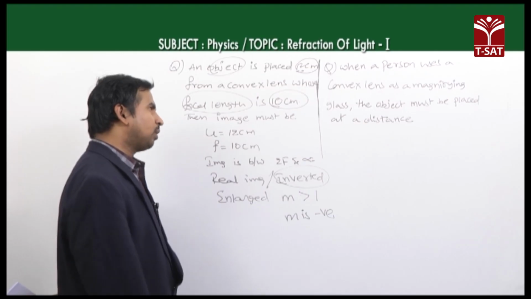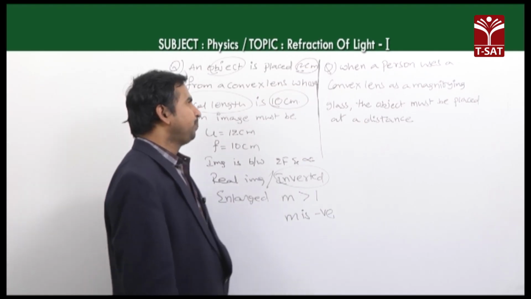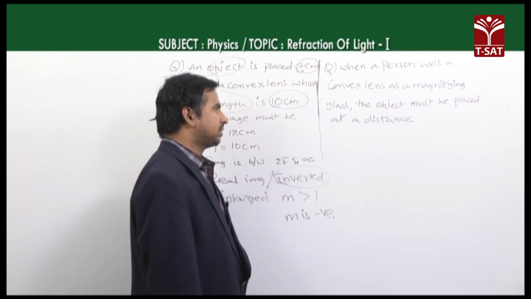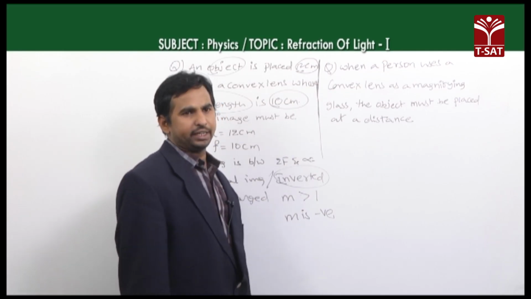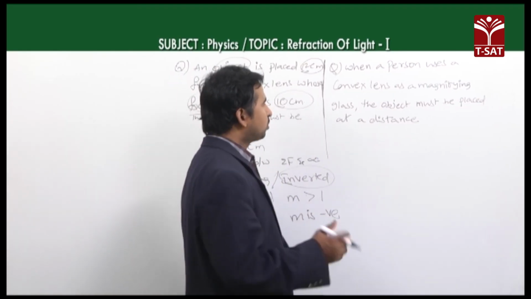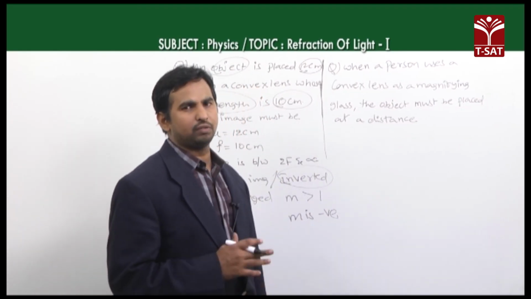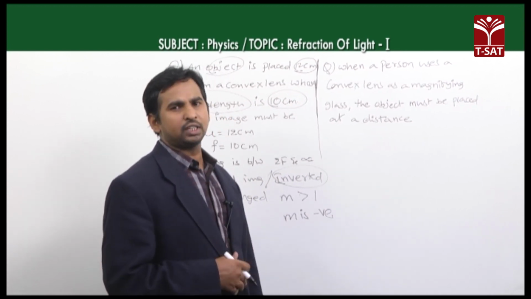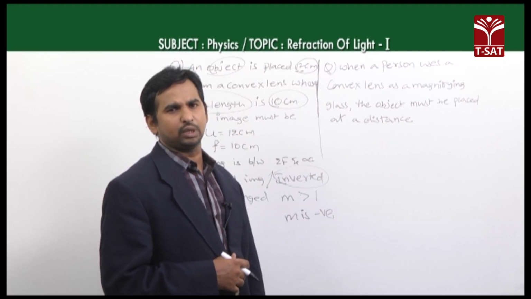Now the next question: when a person uses a convex lens as a magnifying glass, the object must be placed at a distance. At which place do we have to keep the object so that we can use the convex lens as a magnifying lens? We want the image to be magnified.